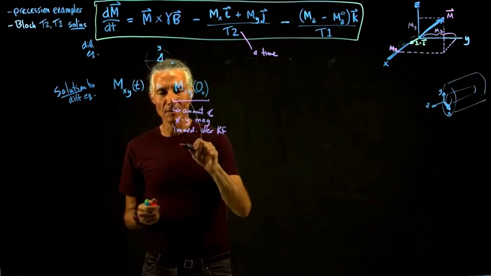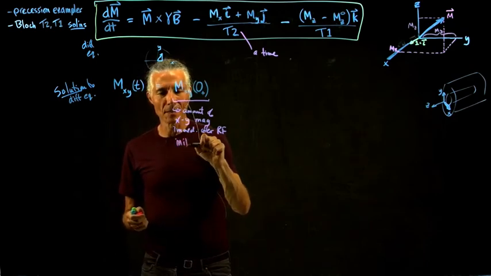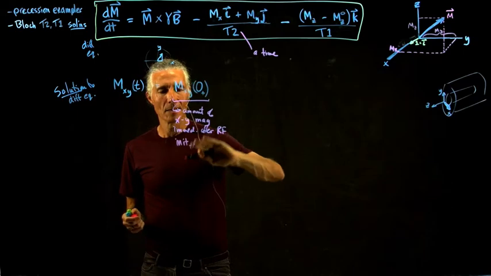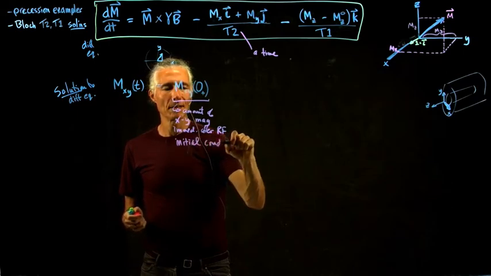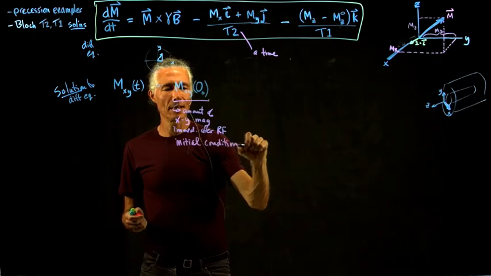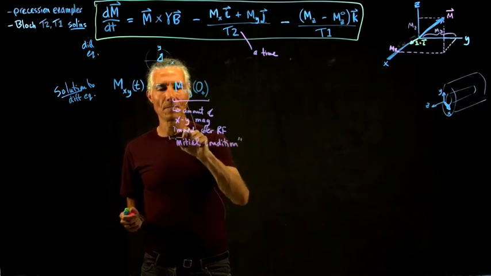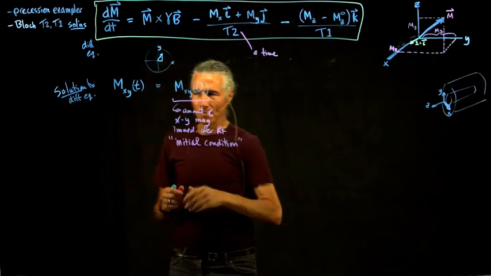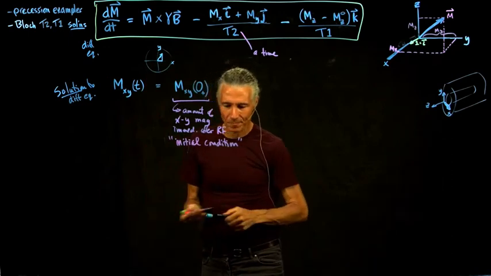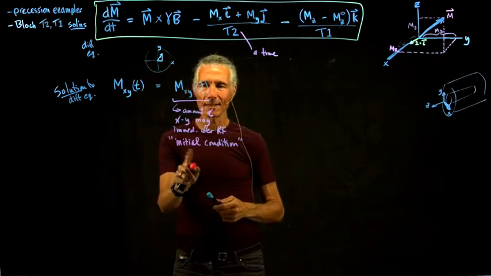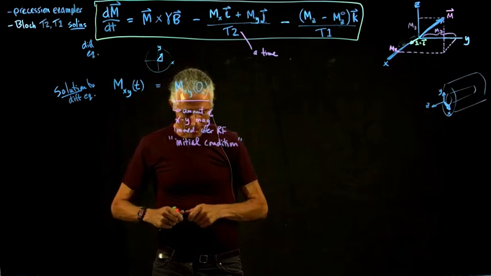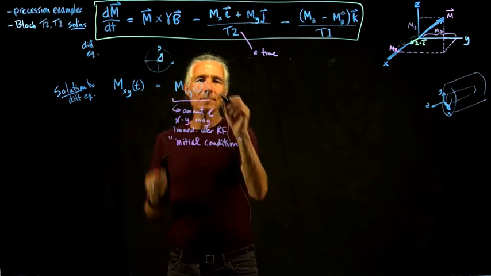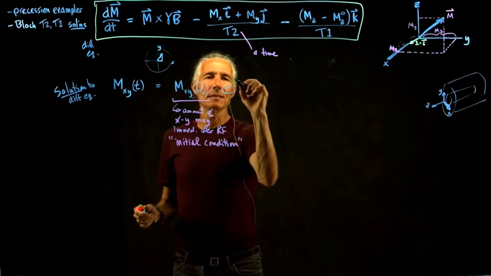This is what's called an initial condition. We just added it, and to understand where it came from, we'll talk about that on Wednesday. But that's an initial condition. And then the second part of the equation is we just multiply by e to the minus t over T2.